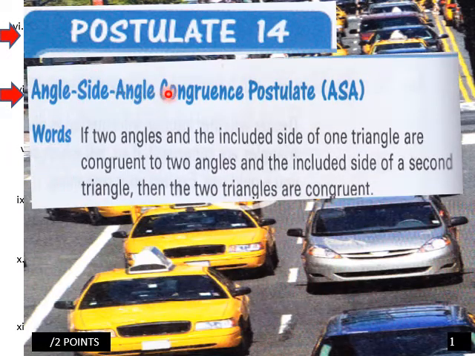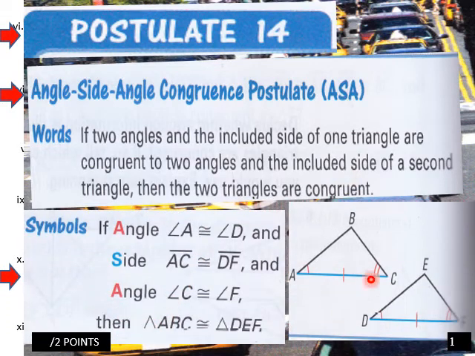Postulate 14, angle side angle congruence. If two angles and the included side of one triangle are congruent to two angles and the included side of a second, then the two triangles are congruent. Here's an example, angle side angle, and then this would be angle side angle here. So angle A and D, side AC and DF, angle C and F, then triangle ABC is congruent to DEF, angle side angle.